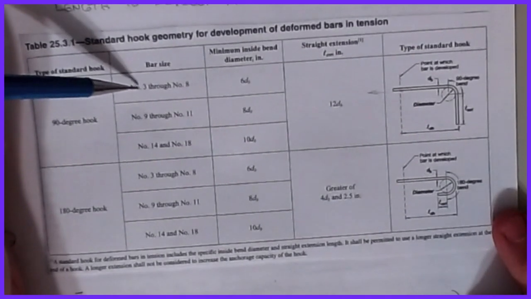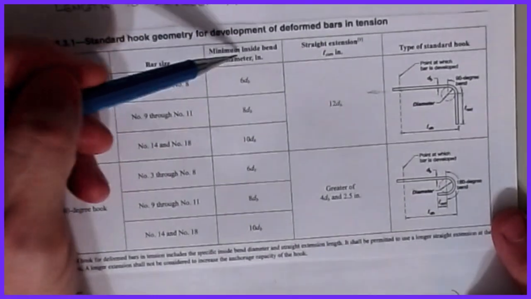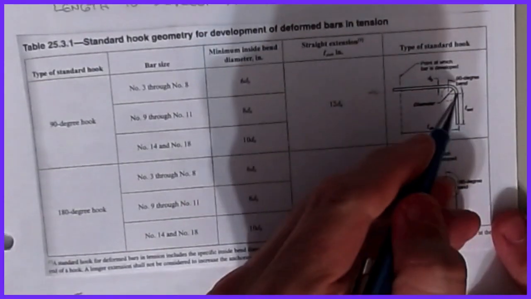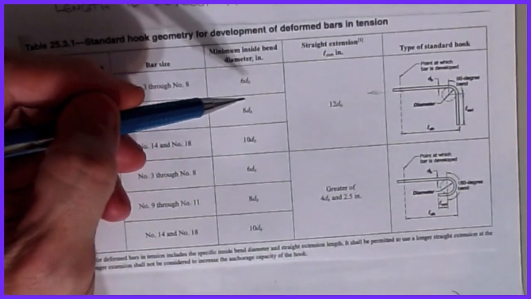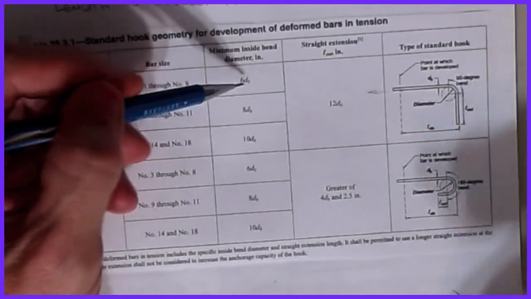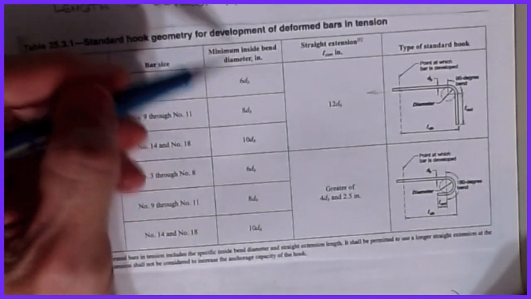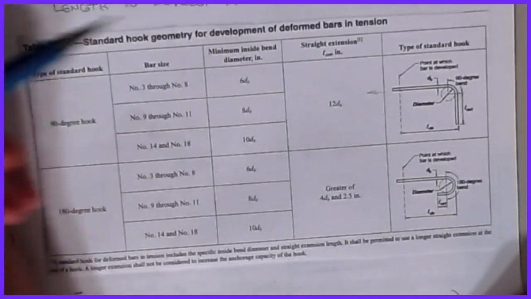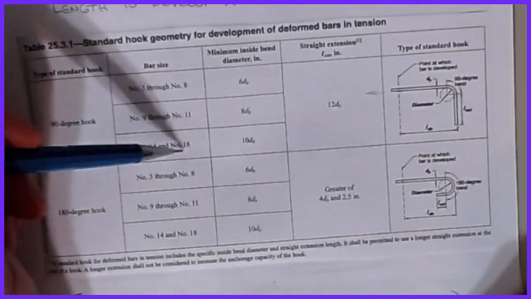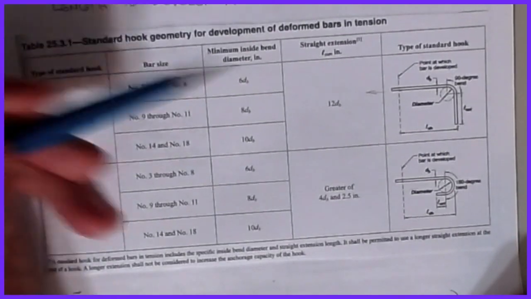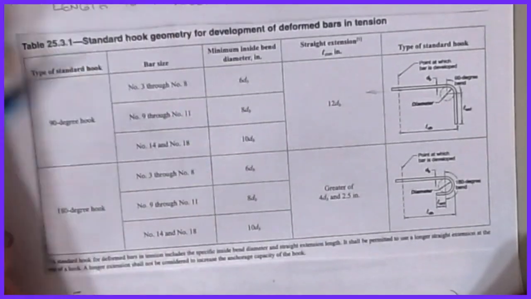For a number 3 through number 8, the minimum inside bend diameter is 6 bar diameters. So that's the inside radius around here, the 6 bar diameters. For a number 4, you would have a minimum of a 3-inch radius that has to happen. We talked a little bit about that when we were doing some of the detailing and the spacing requirements. For a 9, 10, or 11, it's 8 bar diameters, and for a 14 and an 18, it's 10 bar diameters. And then the straight extension, which is this piece of it, this LEXT, is 12 bar diameters.